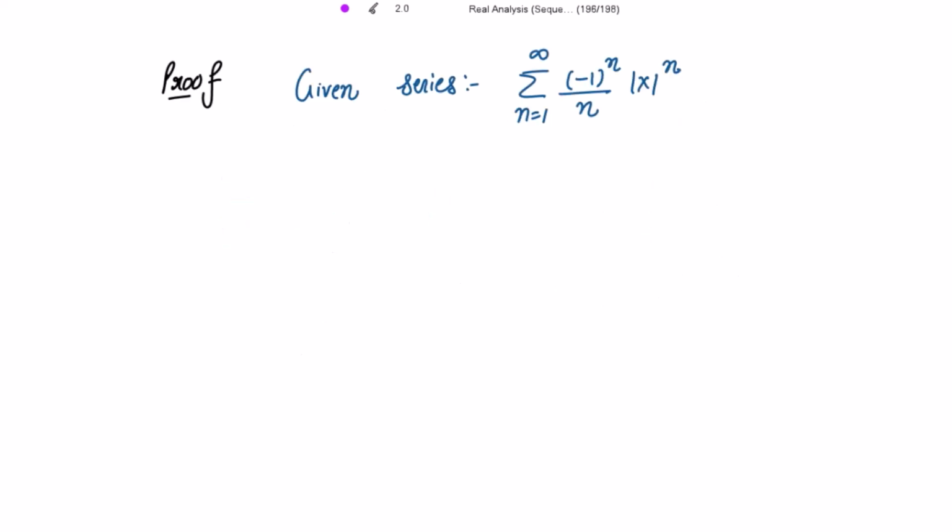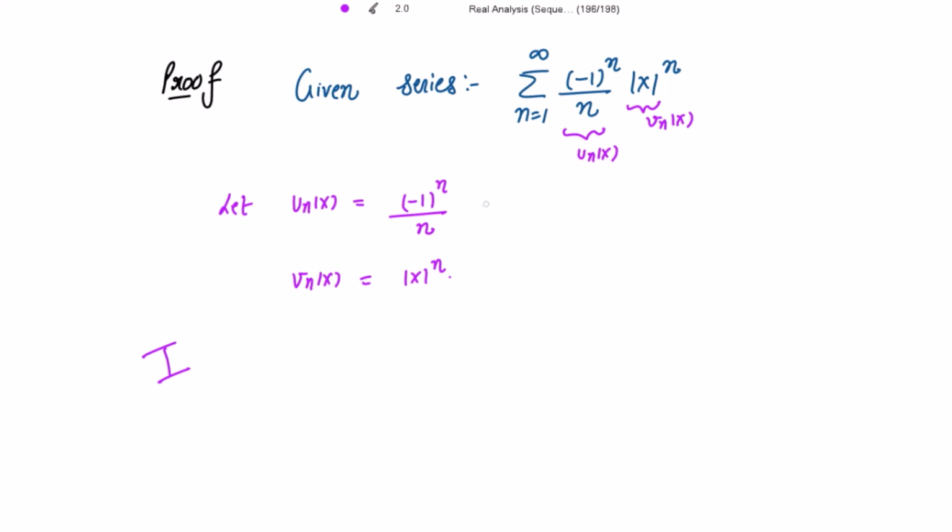So this is your given series, and let's take this to be u_n(x) and this to be v_n(x). So let u_n(x) is equal to (-1)^n divided by n, and v_n(x) is equal to |x|^n, right? First, to show that summation u_n(x) is uniformly convergent. For that, we are going to use the Leibniz test, right?